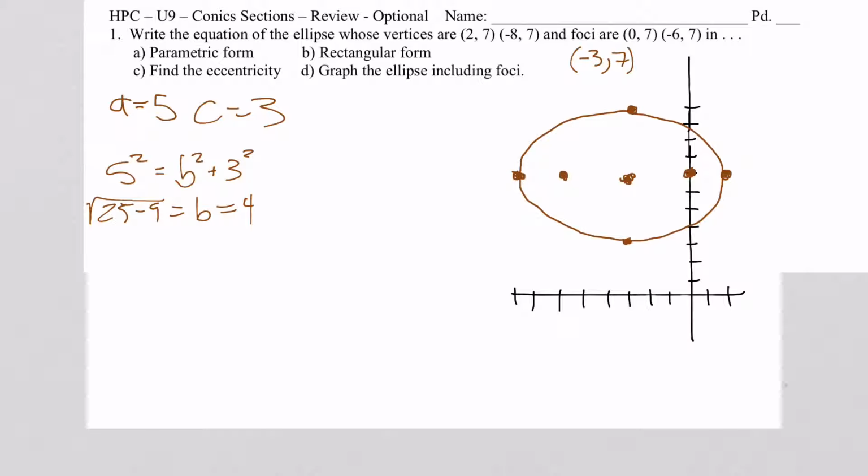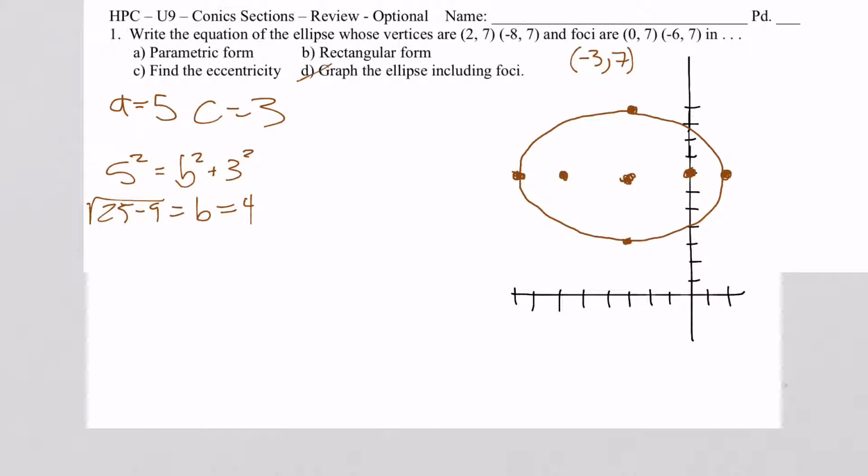And that looks pretty darn good. Looks a bit odd because I've done it in brown, but we're going to accept that. It looks pretty decent. So we've done D. We've graphed it and we've shown all the important pieces.